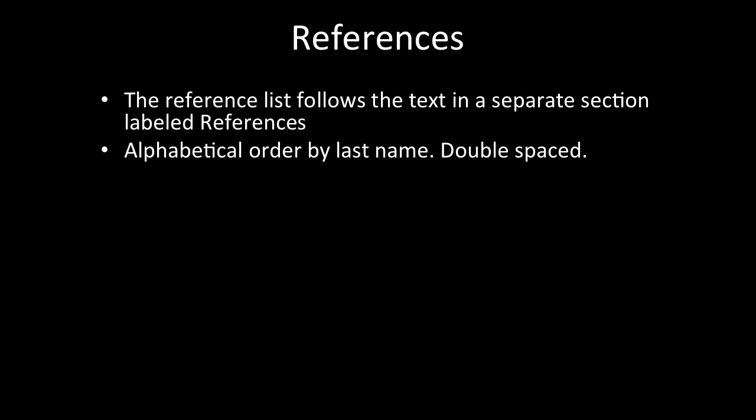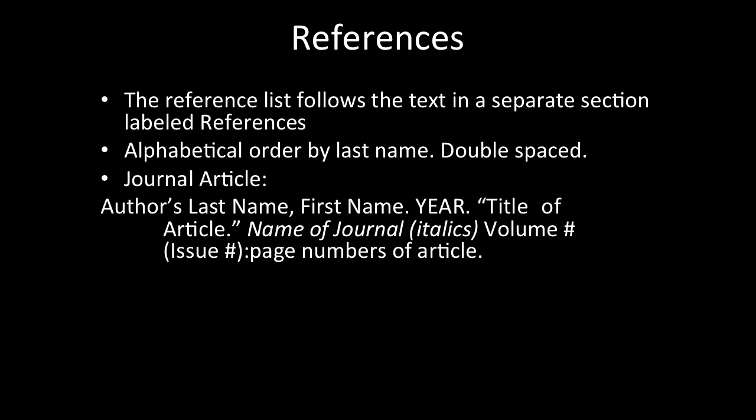The reference list follows the text in a separate section labeled References. References must be listed in alphabetical order by last name. Here is the general format for a journal article. Author's last name, first name, period, year, period, title of article, in quotations, not italics, name of journal, in italics, volume number, issue number, and the page numbers of the article following a colon.